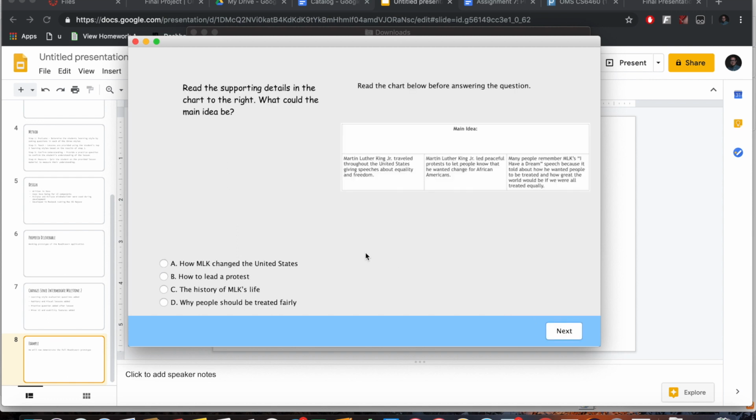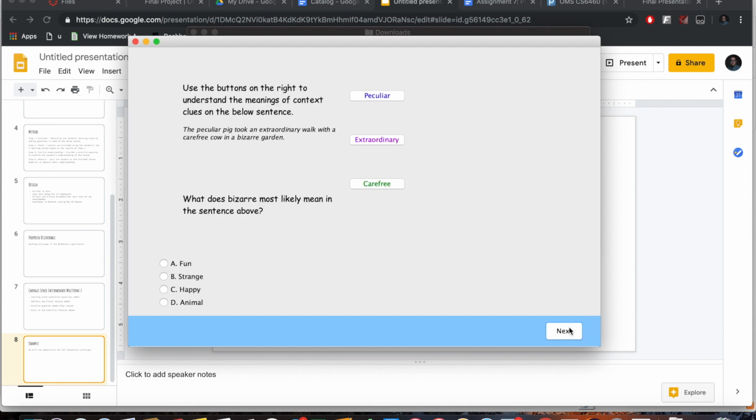So I'm just going to select a random answer because we're not really concerned with getting these right or wrong. Now we have a visual question here, and the student is supposed to read the supporting details in the visual to the right here, and select what the main idea could be. And again, we're not really concerned with what we're answering here. I'm just going through and explaining what these questions are.